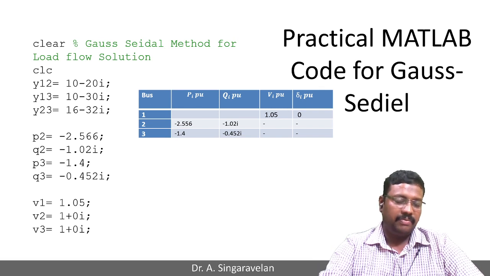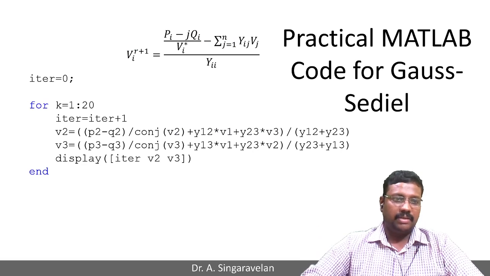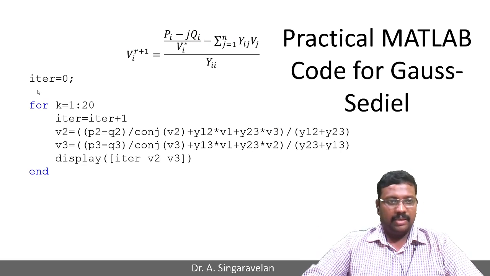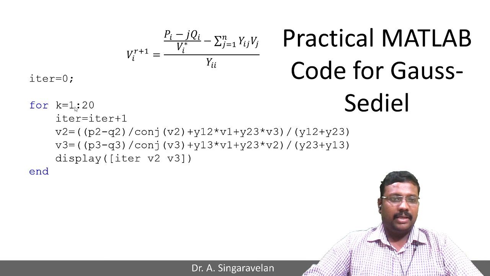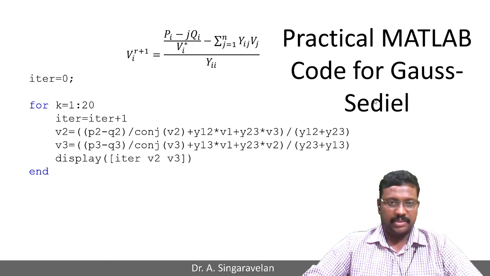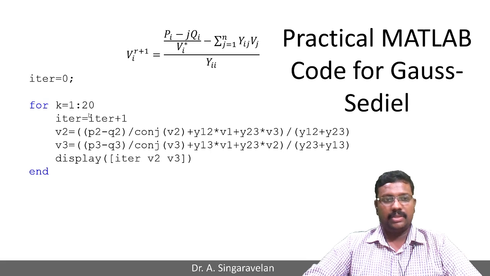After giving this input, we start our iteration. Let me make a variable called iteration equal to 0, and then a for loop. Inside the for loop, we start the Gauss Seidel iteration: k equals 1 to 20. You can give any value here, however many iterations you need. Initially give fewer iterations and check whether it has converged or not. If it has not converged, then give some more iterations.